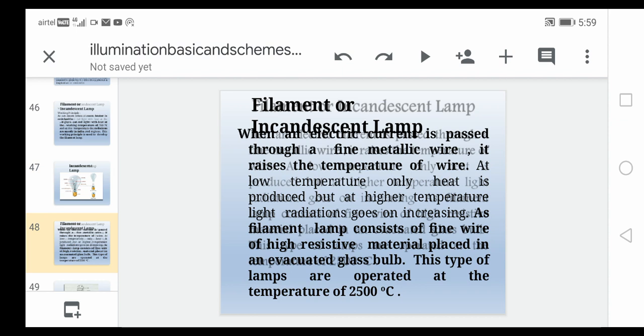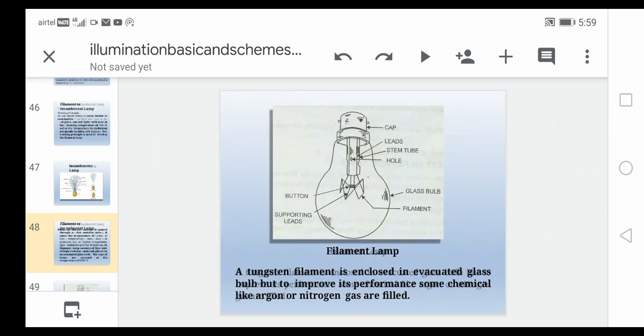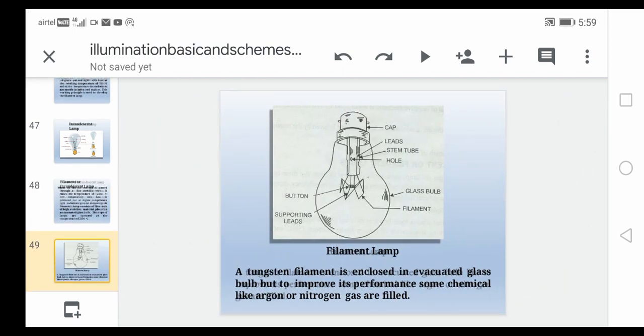A filament lamp consists of a fine wire of high resistive material placed in an evacuated glass bulb. This type of lamp is operated at a temperature of 2500 degrees centigrade. A tungsten filament is enclosed in an evacuated glass bulb. To improve its performance, a gas like argon or nitrogen is filled in.